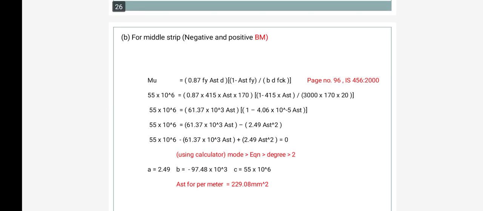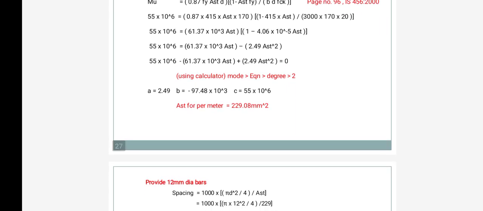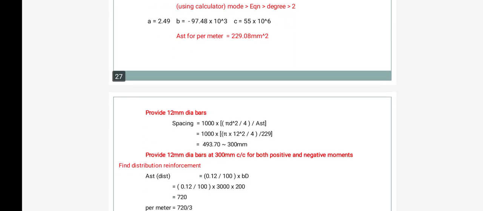So similarly find out the middle strip for negative and positive bending moment. Same formula from IS 456 2000, page number 96. Substitute all the values, only the Mu middle strip bending moment value is different. So Ast is equal to 229.08 mm square. Then next find out the spacing. So spacing is equal to 493.7, so rounded value 300 mm. So provide 12 mm diameter bar at 300 mm center to center for both positive and negative bending moment.